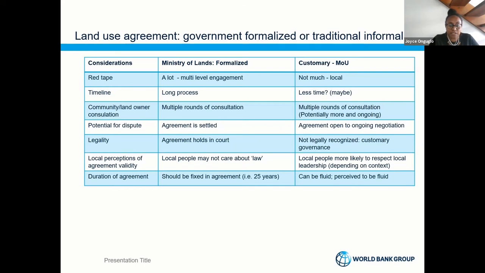So I'm just going to talk about a lot of what you've brought up in the chat, and also Patrick, your question on the comparisons. But just to go back to the slides and looking at the land use agreement.